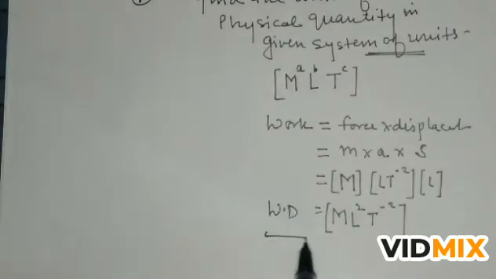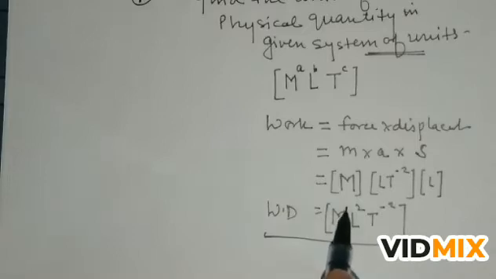In this way we will find the dimension of any physical quantity. So this M has power 1, this L has power 2, and this time has power minus 2. This is the dimension of mass, length and time in work done.